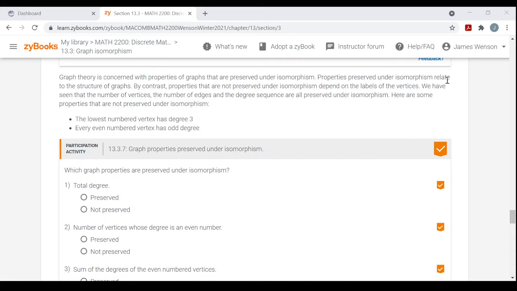Properties preserved under isomorphism, right, relate to the structure of graphs. By contrast, properties that are not preserved under isomorphism depend on the labels of the vertices. Right. So again, the way things are labeled initially, you might think, oh, they're not isomorphic. But then if you do some sort of relabeling, you could probably set up a new set of connections, and then the graphs may be isomorphic. Right? So it's some complicated stuff, even though it's just a bunch of dots and lines.